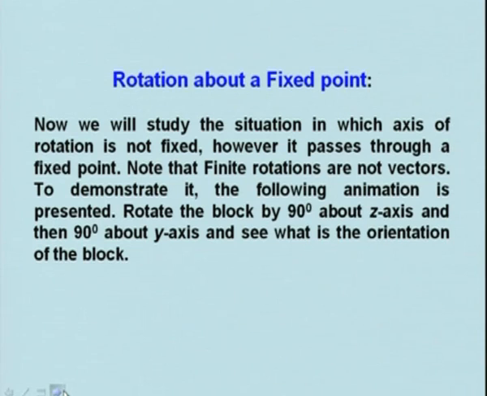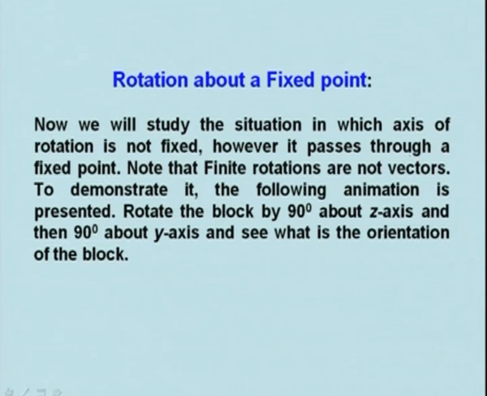Now, having discussed rotation about a fixed axis, that means the axis of rotation is fixed, we can discuss the case in which the rotation is about a fixed point. The point is fixed but the axis may not be fixed, it may be changing, like in the rotation of a top, where the axis keeps changing. So now we will study the situation in which the axis of rotation is not fixed, however it passes through a fixed point. Note that finite rotations are not vectors.